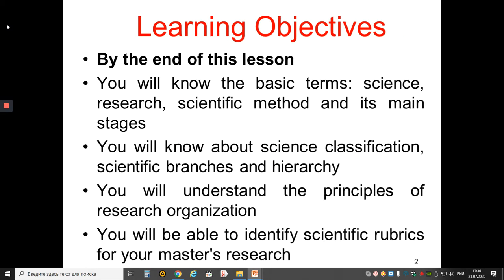By the end of this lesson, you will know the basic terms: science, research, scientific method, and its main stages. You will know about science classification, scientific branches and hierarchy. You will understand the principles of research organization. You will be able to identify scientific rubrics for your master's research.